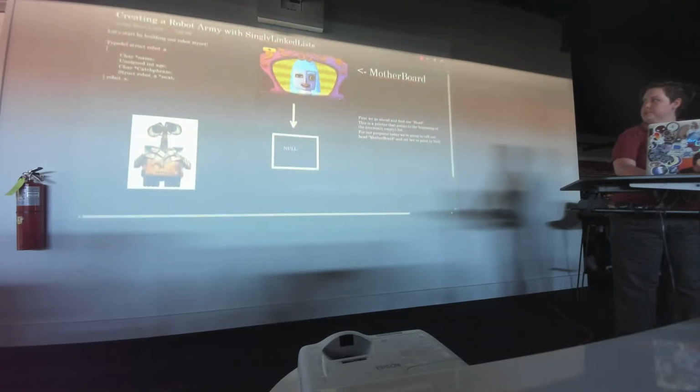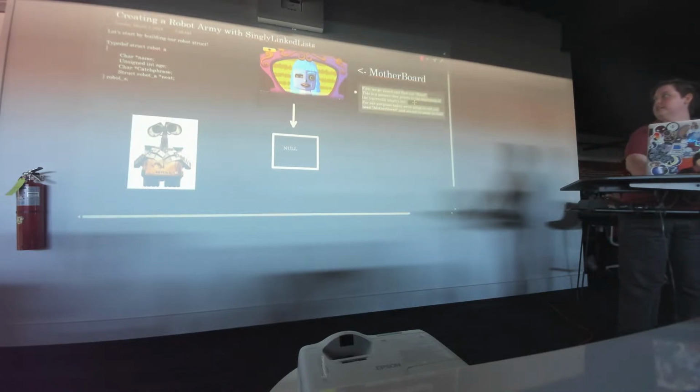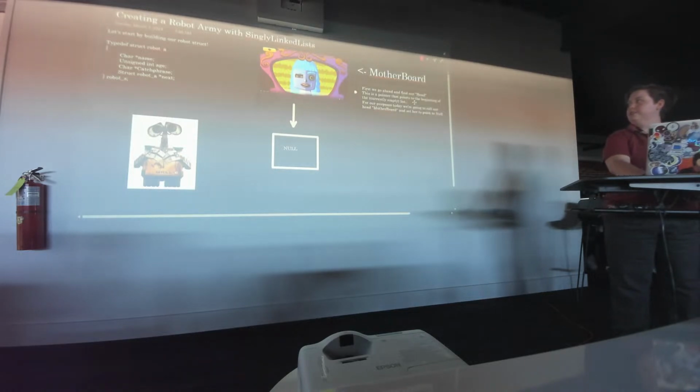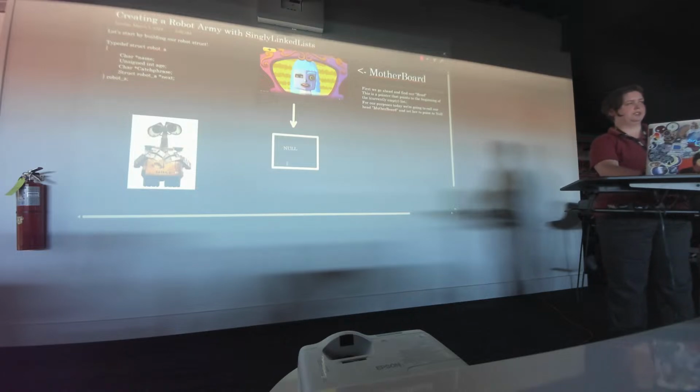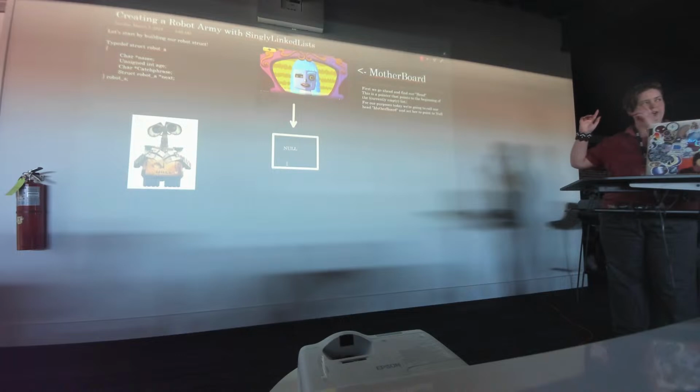So it turns out I missed a step. First, we go ahead and find our head. That's going to be motherboard. This is a pointer that points to the beginning of the currently empty list. So she is currently pointing to null. For our purposes, we're going to call our head motherboard and set her to null. So when we initialize our list, we are initializing a head node. Currently, she is pointing to null. All right? Then we create our first robot.